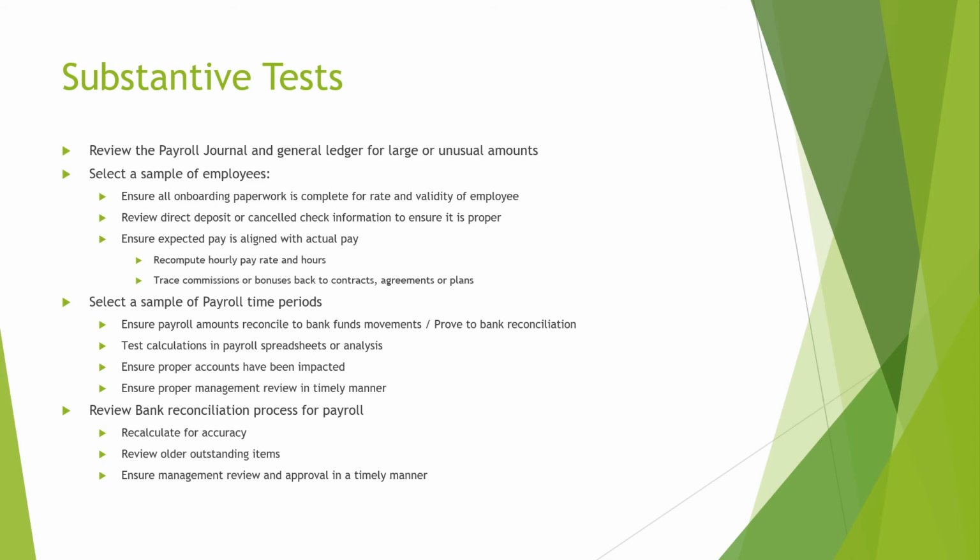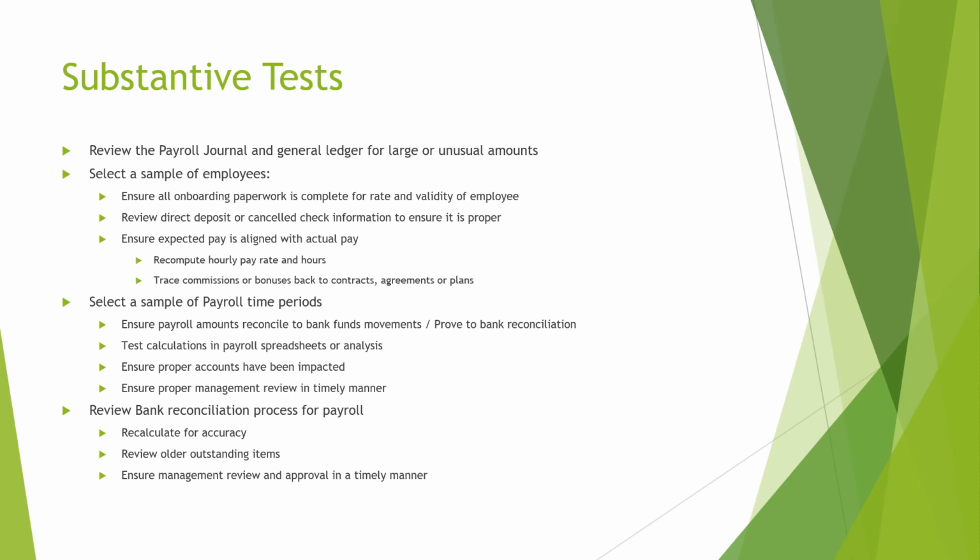This is what they were supposed to make. This is the timesheet that says how many hours they had. That should correspond to that employee's pay. We're going to trace any commissions or bonuses back to contracts, agreements, or plans that the company may have. We'll also select payroll periods. We'll look at those periods and ensure that those amounts reconcile to the bank fund movements. They prove out to the bank reconciliations.